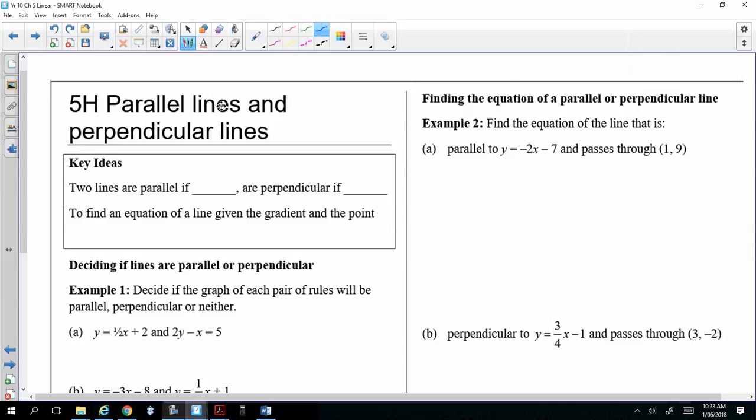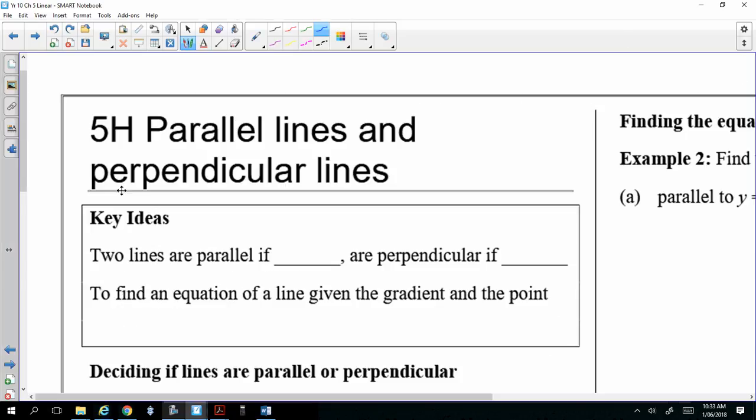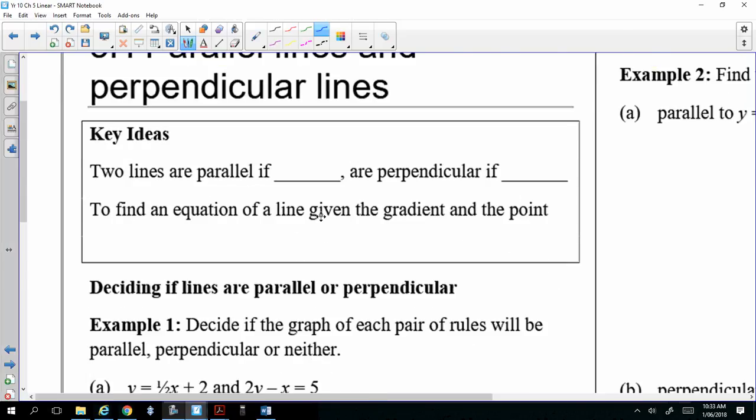Equation of the lines, and we're going to look at specifically parallel and perpendicular lines. Let's look at these things. So two lines are parallel if m1 equals m2. And if they're perpendicular, m1 times m2 equals -1.